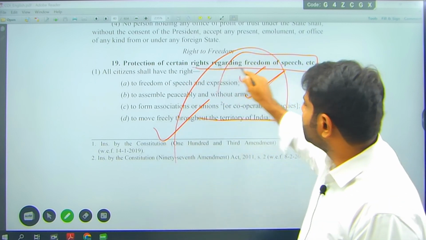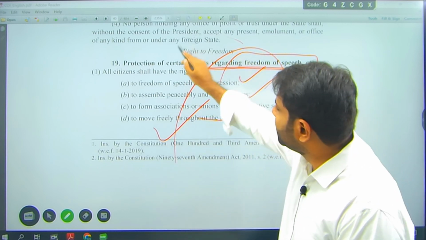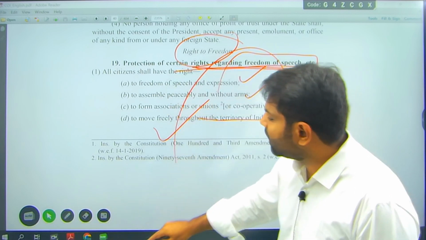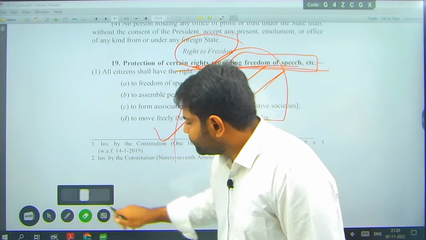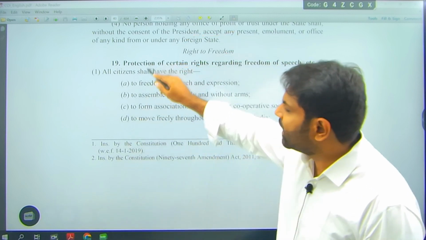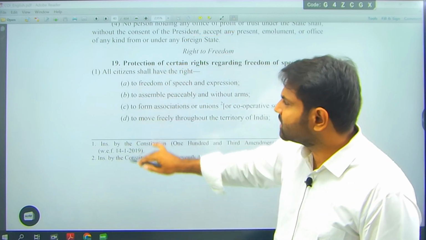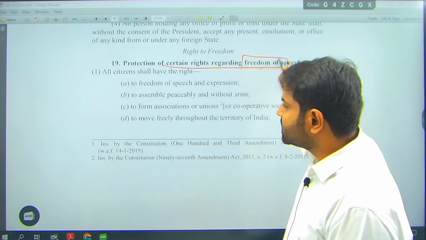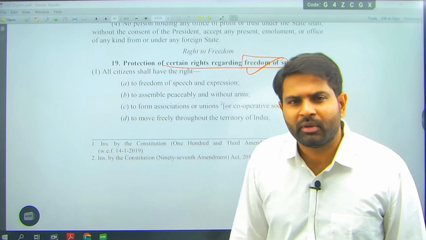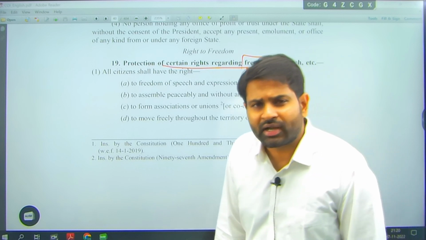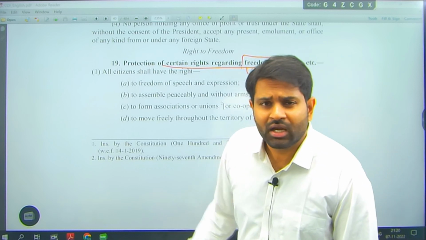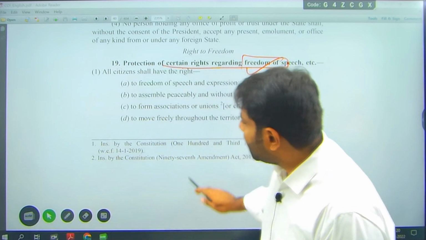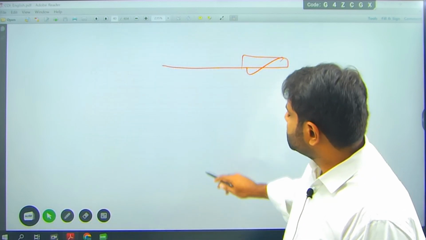Similarly, there are different freedoms in that. That is the reason why you need to remember regarding freedom. Right to freedom, Article 19, is a very important article, to be frank. We have classes and subclasses in that, protection of different freedoms: freedom of speech and expression, freedom of assembly, freedom of forming associations, freedom to reside, freedom to travel, freedom to take professions. Likewise, different freedoms are there, very important. Article 19, right to freedom.